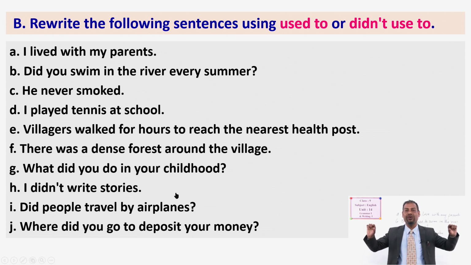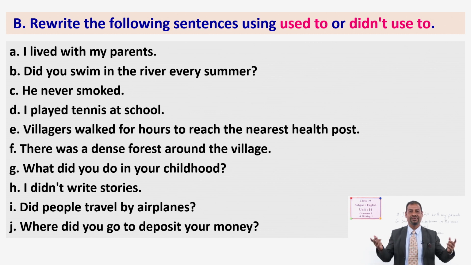Now the negative form of the sentence. So what do you have to use there? Simple: didn't used to. So your expression is, all of you tell me once again. Wow, you are right. And your expression you have told me is, I did not, or you can say I didn't used to write stories. Once again, I didn't used to write stories. Good job.